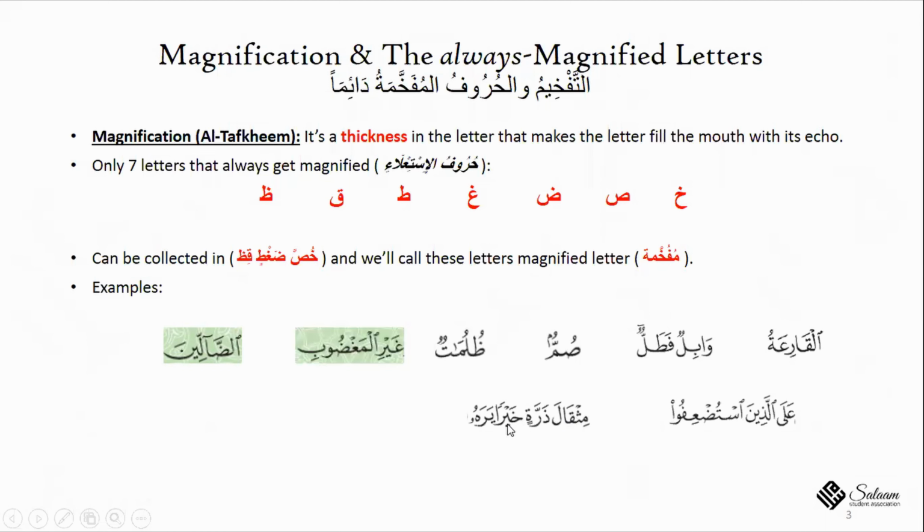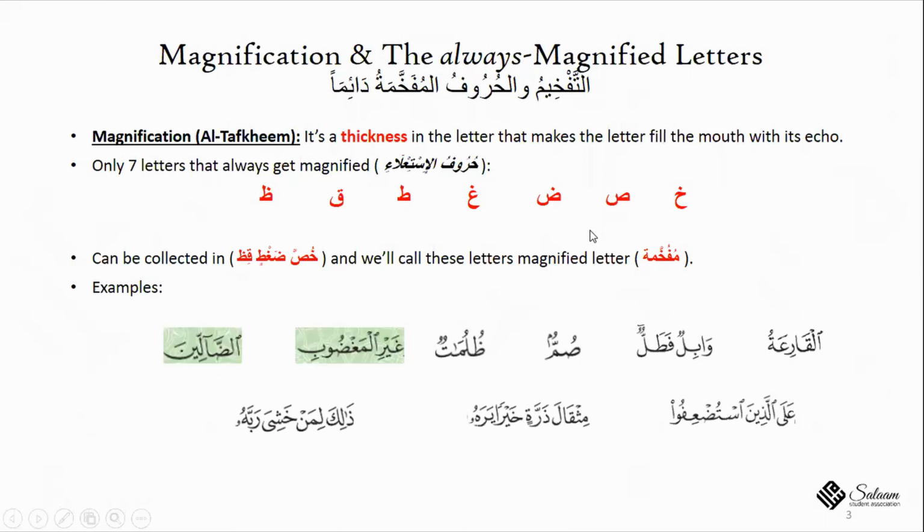ذرة خيرا. Don't say ذرة خيرا with a thin خ. Say خيرا, magnified or مفخمة. Here's the same thing with خاء. لمن خشي. Don't say لمن خشي with a thin خ, that's not good. Make it always مفخمة.